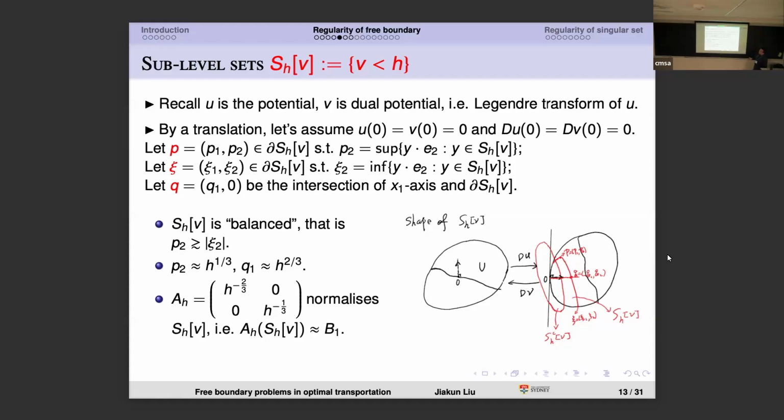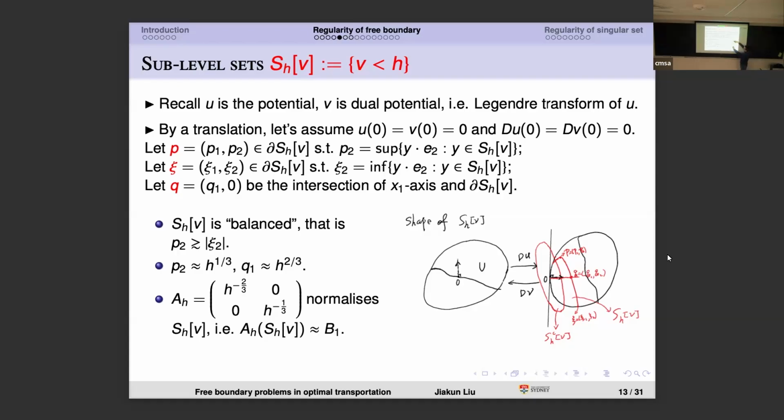Long story short, if we consider a level set of the function v, first we can prove such a level set is actually balanced. Balanced means the origin is somehow very close to the middle, so the upper part and the lower part are almost the same. I don't want to go into too much detail, but in the Monge-Ampère setting, you have to define two different kinds of level sets. One is the height one, the other one is the center section, but they are equivalent somehow, so I want to skip that. So the first property we are talking about is balance.